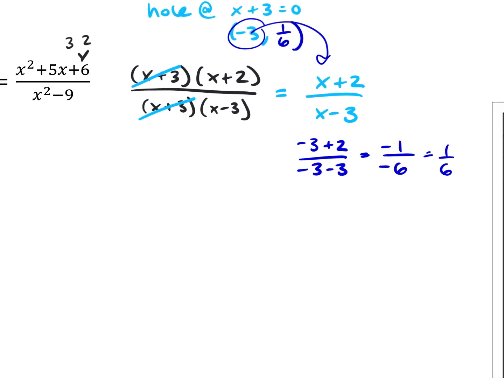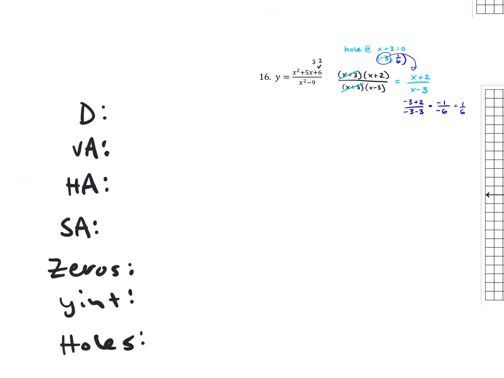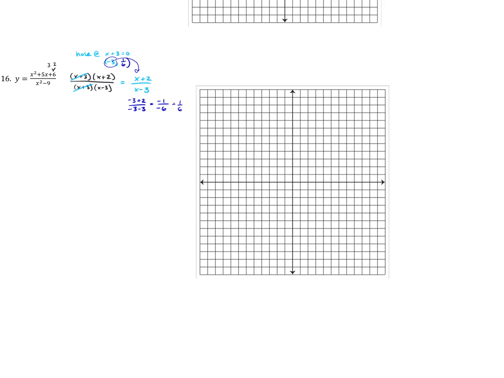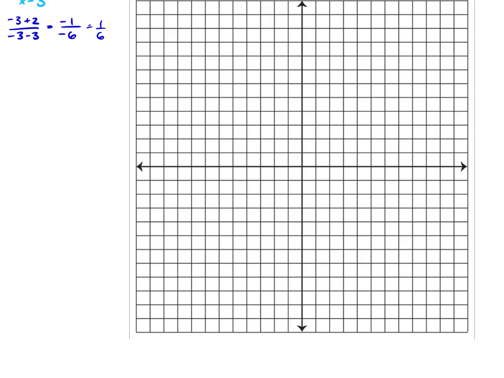So our hole would be at the point negative 3, 1/6. Now we can put that on our graph because that's technically a point on our graph. It's just going to be a hole, so it'll be an open circle there. So I'm going to go to the left, negative 3, and up 1/6. Put a hole, an open circle there.